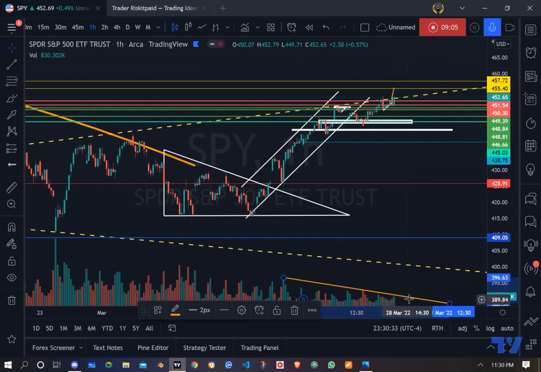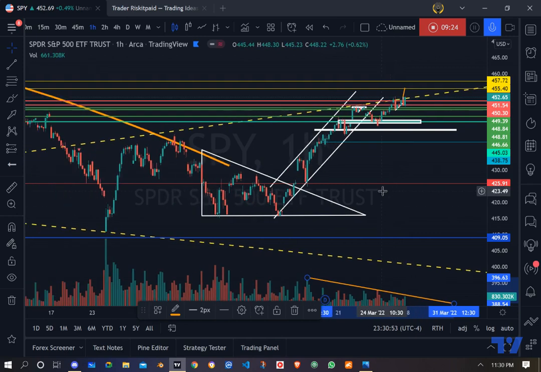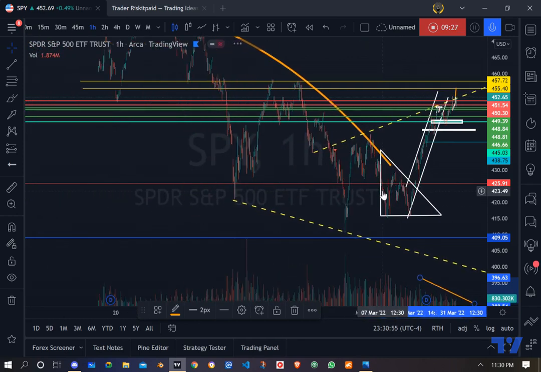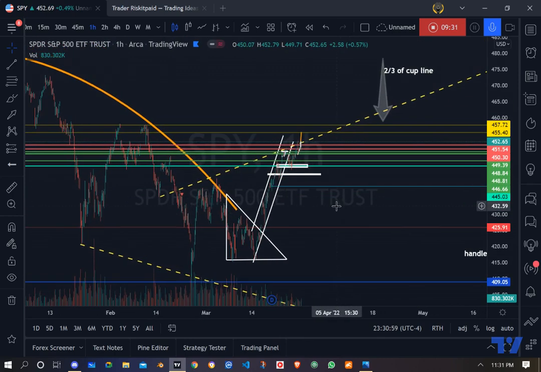I want to say by March 30th, let's just take a lucky guess, March 30th, March 31st, I feel like we're going to break down and start making a descent instead of keep ascending. So if that happens, that validates my thought on the cup and handle.